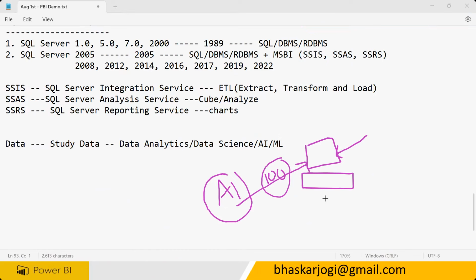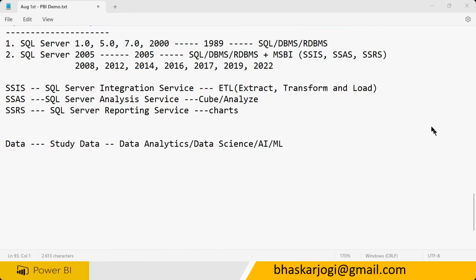Now you have so much data in the world, and AI applications have become so popular. So what does AI or BI need? Data. So who is going to be giving the data? Data engineers. Let me tell you today what data engineering is and everything.